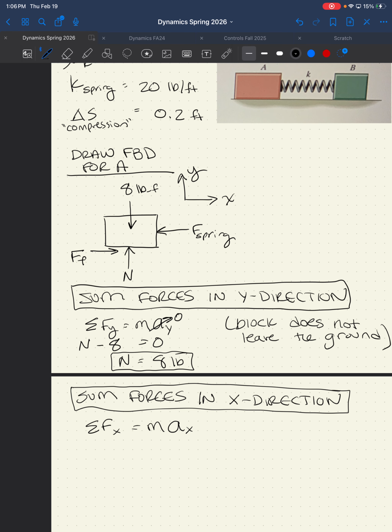And in fact, I'm going to go ahead and plug in my spring stiffness, which is given to me, and my compression, which is given to me. So this is 20 times 0.2. This is my F spring.